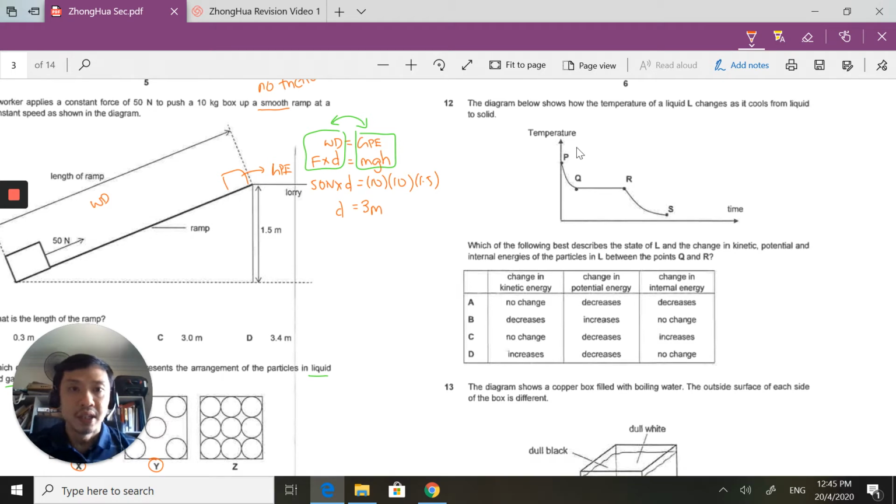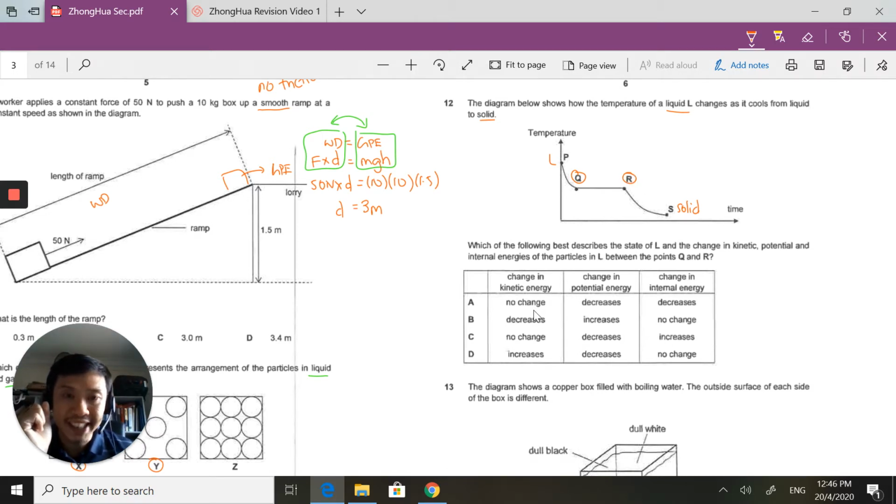So this is a temperature-time graph. It's a cooling graph, of a liquid as it changes to solid. So I know it starts off as a liquid and it ends as a solid. Which of the following describes the state of L and the change in kinetic, potential, and internal energy between Q and R? So we are looking at this point, Q and R.